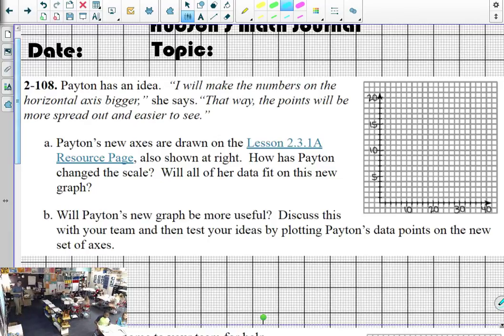So now check out the graph that you have on your paper and place the points in the appropriate spots.